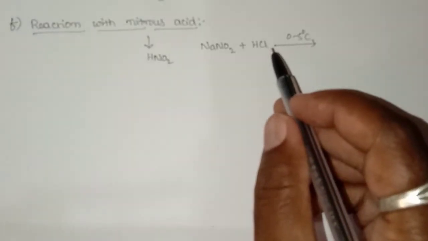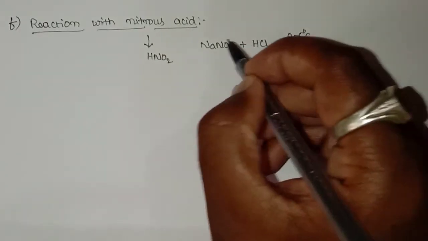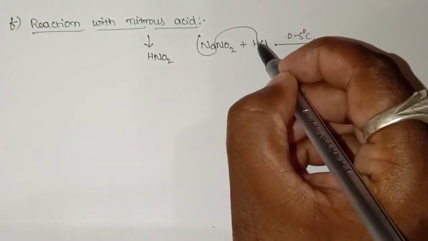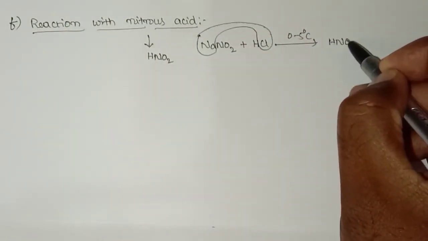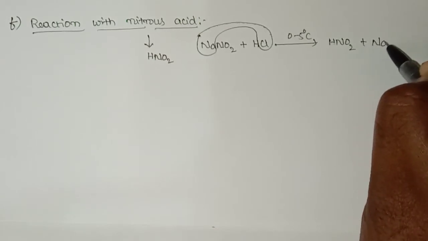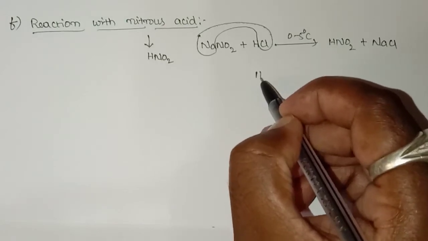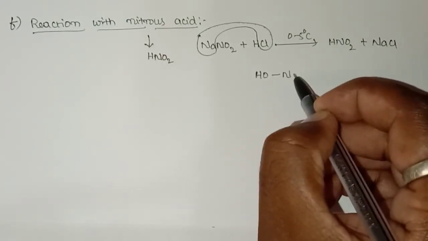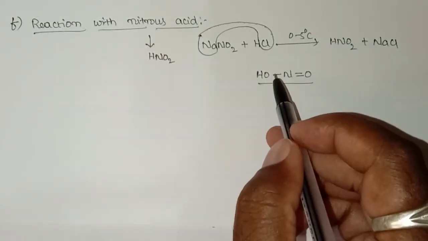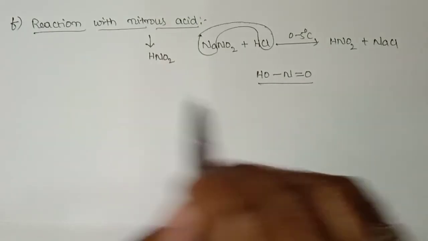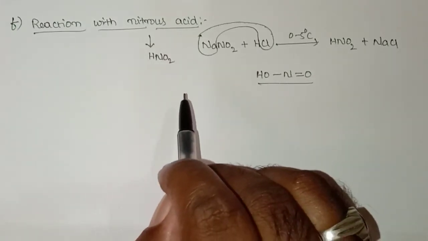At this particular temperature, instantly sodium nitrite will react with HCl so as to produce HNO2 with the expulsion of NaCl. And this HNO2 has the simplest formula as OH, N double bond O. So this is the simplest way of writing the complete structure of nitrous acid. Now we shall look at how this nitrous acid is going to react with amino acid.